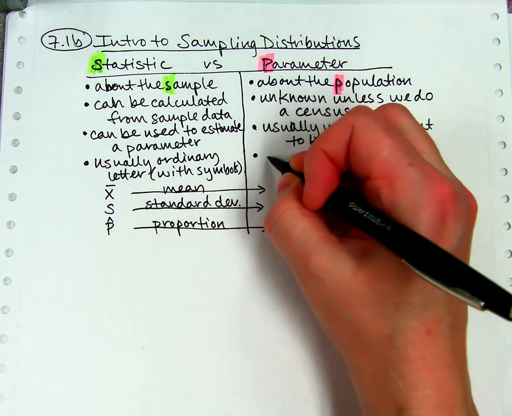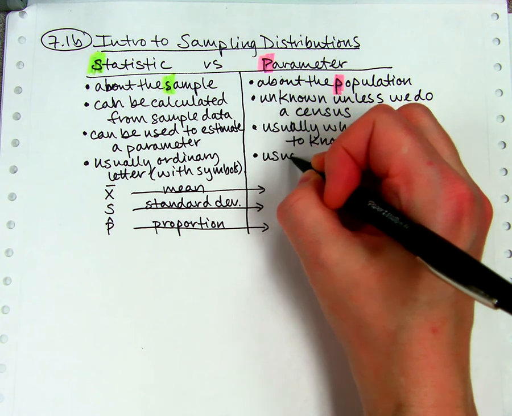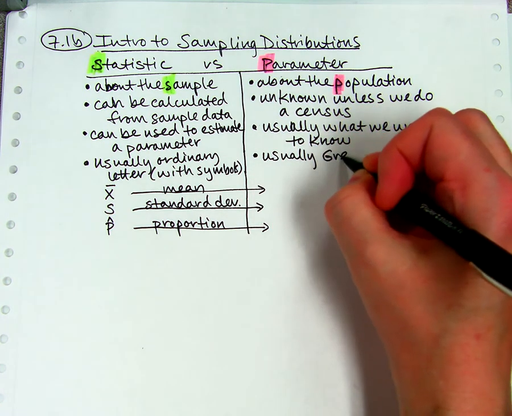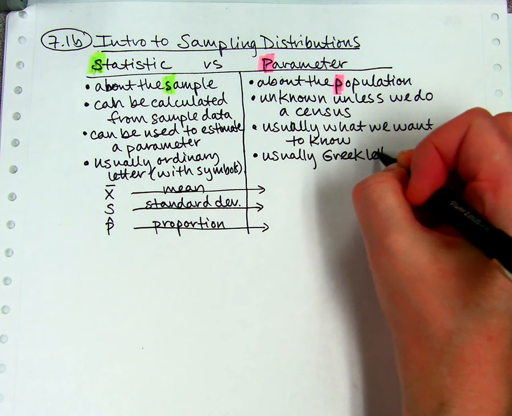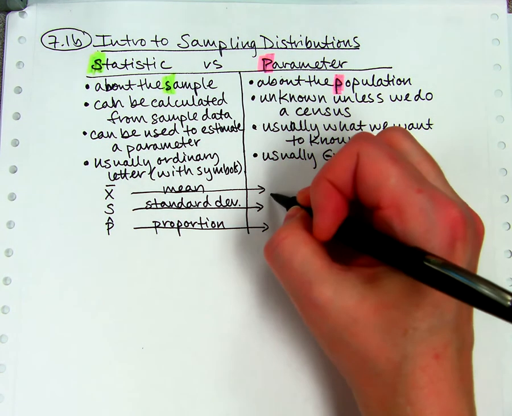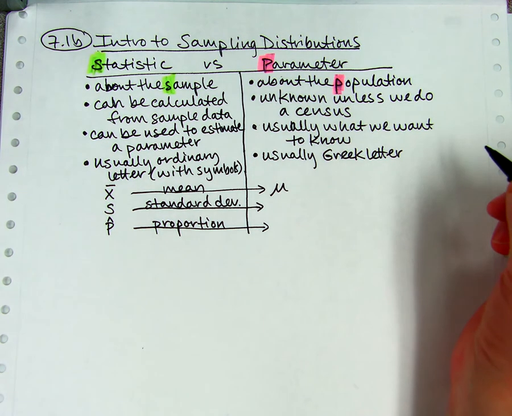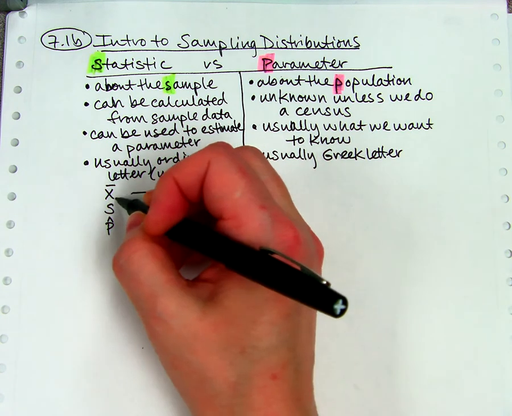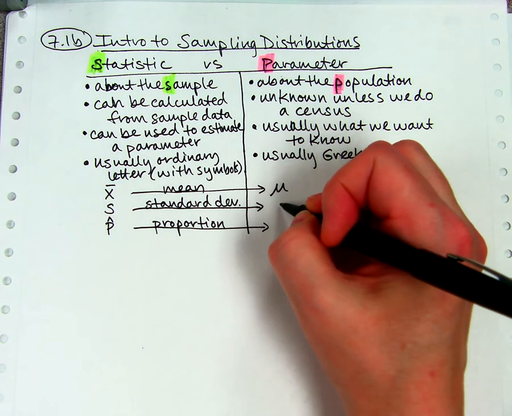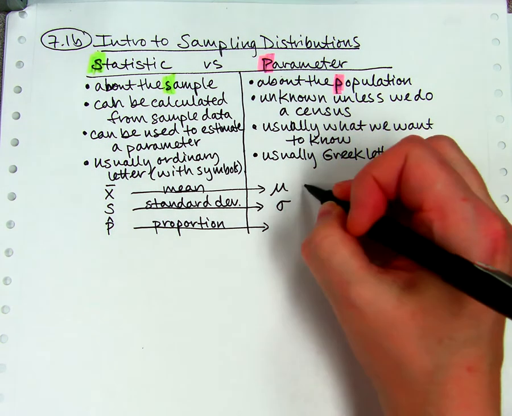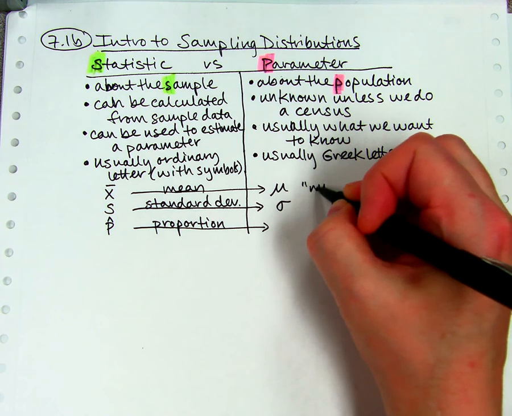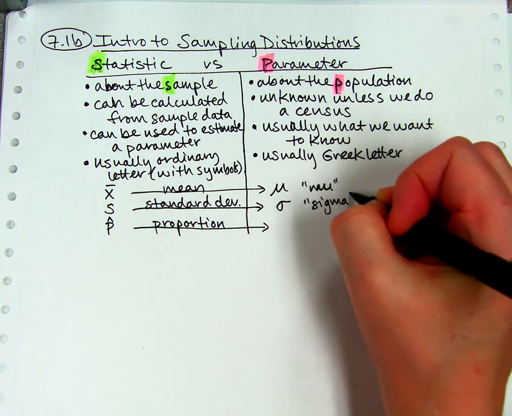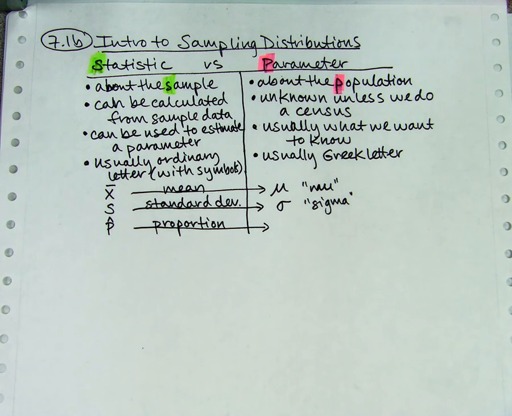Most of the time we use Greek letters to represent population values or parameters. And you've seen a little bit of that before, because I've already introduced you to mu, which is the Greek letter M. It is used for mean. The mean of the population is mu. The mean of the sample is x bar. Standard deviation is sigma, which looks like that. That's mu. That's sigma, which is the Greek letter S, and it means the population standard deviation.